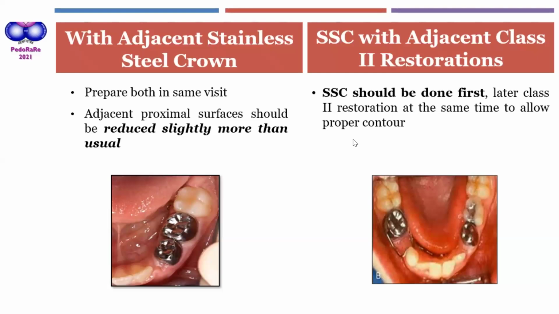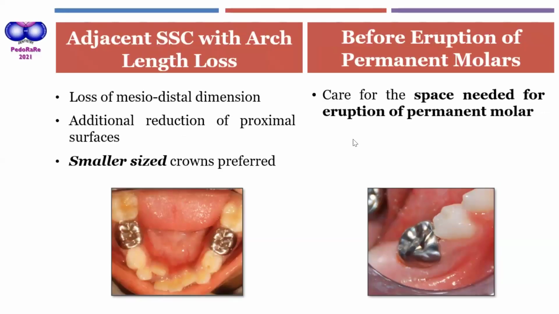If there's a crown which needs to be placed adjacent to a class 2 restoration, make sure the stainless steel crown is done first, and later the class 2 restoration, to allow proper contour. Now coming to adjacent stainless steel crowns with arch length loss, since there's already a loss of mesiodistal dimension, additional reduction of proximal surfaces might be required, and a smaller size crown might be preferred because the space is less, so you definitely go for smaller stainless steel crowns.